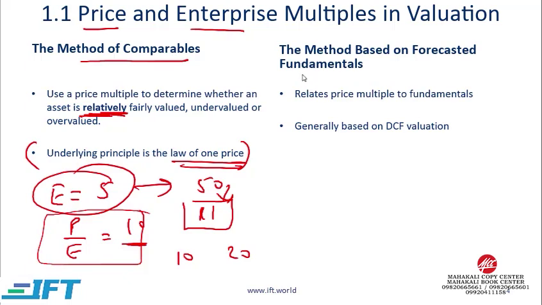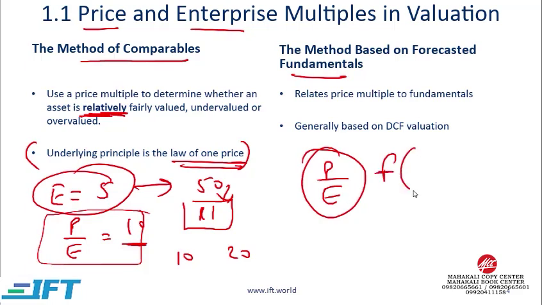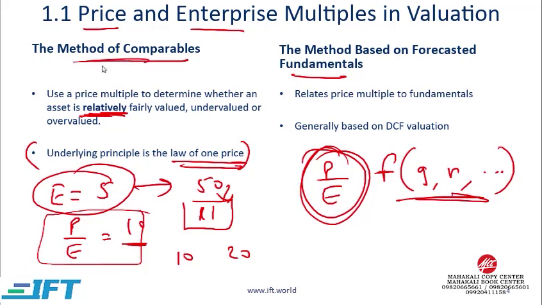The other method is based on forecasted fundamentals. This relates the price multiple. Again, we'll take my favorite, or most people's favorite multiple, which is the PE. And we are saying that for a given company that you are evaluating, the PE multiple depends on, or is a function of, fundamental factors related to that company. For example, if we say that the PE of a company depends on its growth rate, on its discount rate, on some other factors that are related to this particular company, then we say that this PE is based on the forecasted fundamentals of the company. Again, we are coming up with a PE, but the method of coming up with the PE is different relative to the method of comparables.